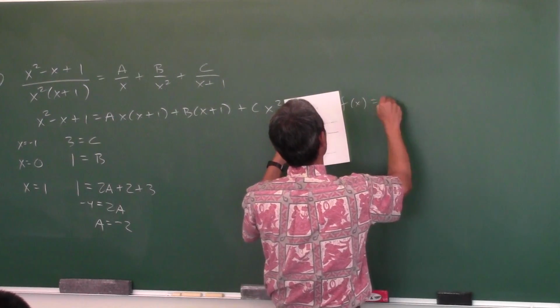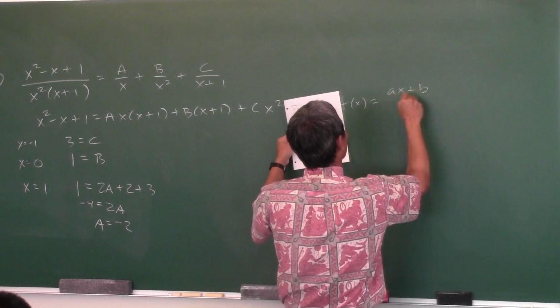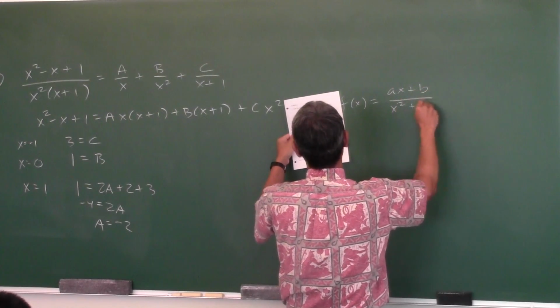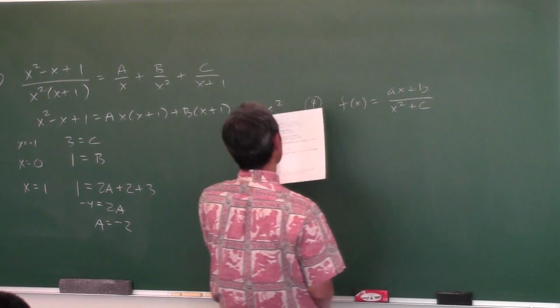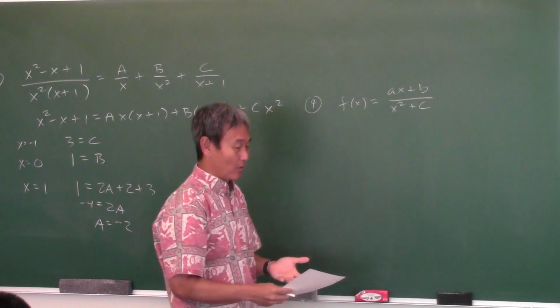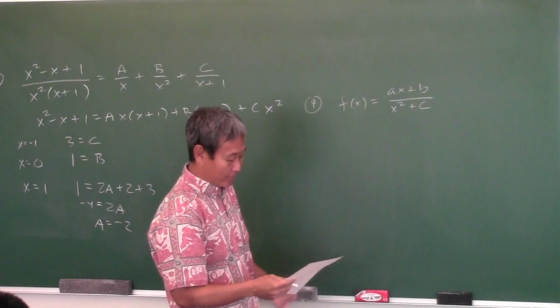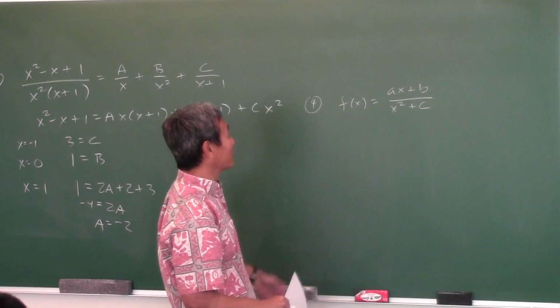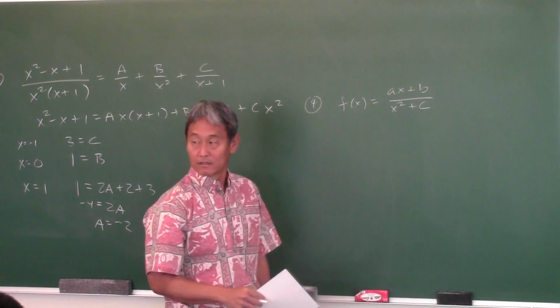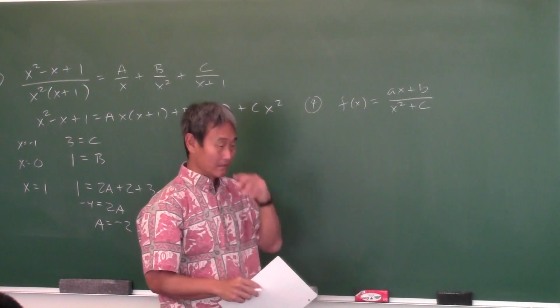f of x equals ax plus b over x squared plus c. Find the values of a, b, and c. So first of all, this is probably the most important one, probably the hardest one for you. F is an odd function. Well, if you just look at it, b got to be 0, right? We did this last chapter.